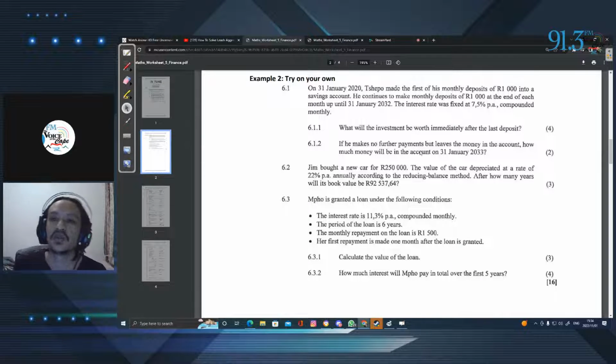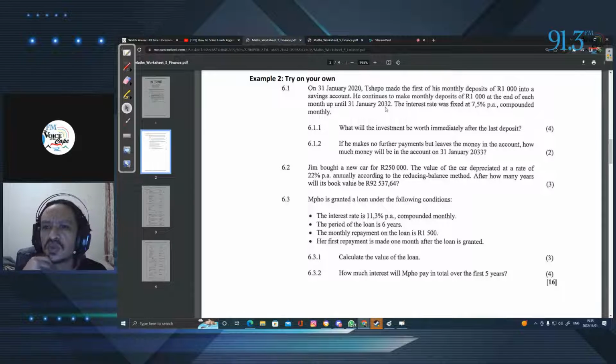So, once again, we are looking at one of those deposit questions. What formula do you think we would need to use? Well, first monthly deposit of 1,000 Rand into a savings account. He continues to make monthly deposits at the end of each month up until the end of January 2032. So we need to take into consideration how many years he's been paying this deposit, monthly. We can see that is 12 years. So we're going to have 12 years times 12 months, which indicates that he's paying it over that period.